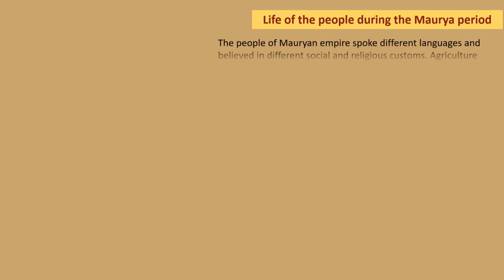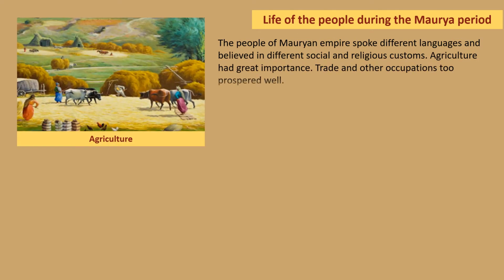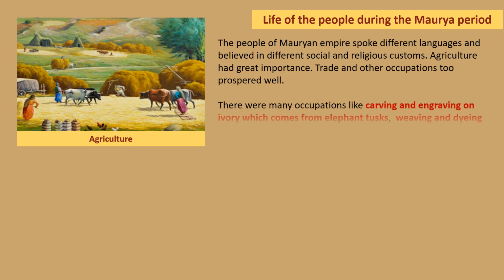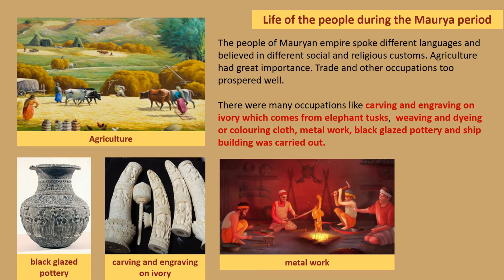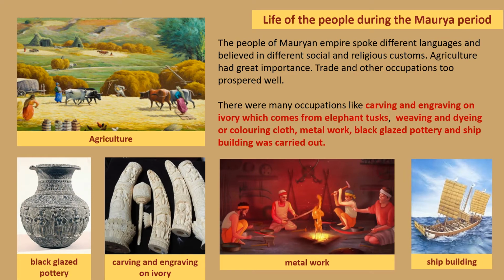Let us know about the life of the people during the Maurya period. The people of Mauryan Empire spoke different languages and believed in different social and religious customs. Agriculture had great importance. Trade and other occupations too prospered well. There were many occupations like carving and engraving on ivory, which comes from elephant tusks, weaving and dyeing or coloring cloth, metalwork, black glazed pottery, and shipbuilding was carried out.